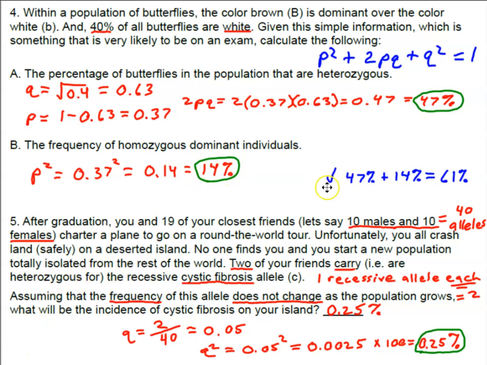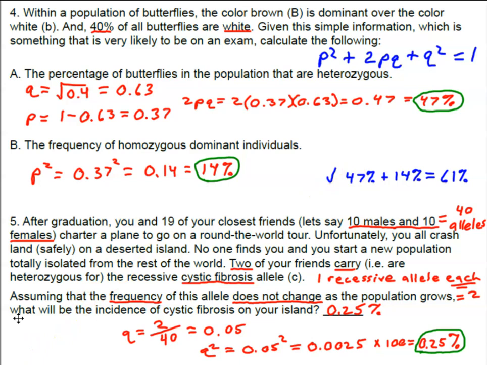The check then is that the frequency of the heterozygotes plus the frequency of the homozygous dominants plus the frequency of the homozygous recessives should add up to 100%. So you'll notice that the heterozygotes plus the homozygous dominants here add up to 61%, and then if we add the 40% we were given, that actually goes over 100%. It's 101%, but that's all due to rounding and so forth. So it's close enough that the check checks out.